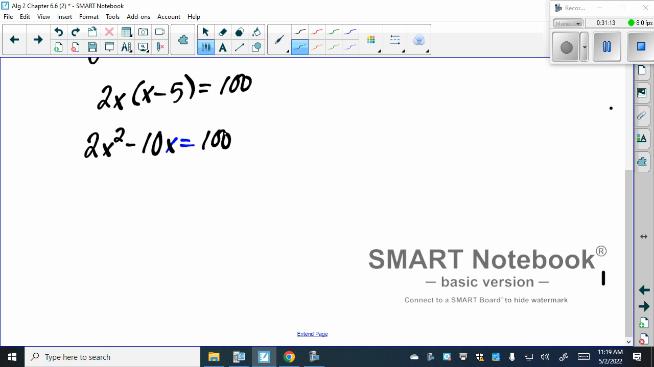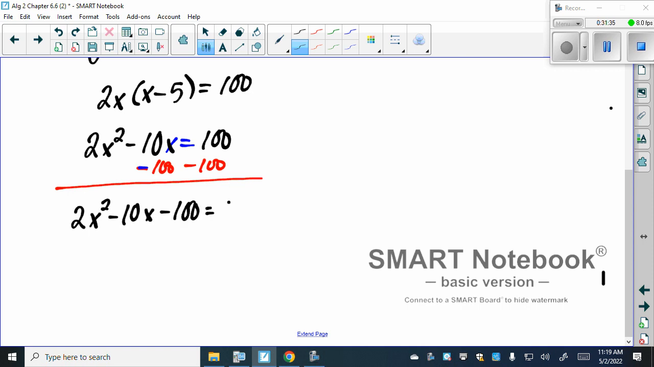Whenever we have a variable with a degree or an exponent greater than 1, we need to get everything on the same side of the equal sign. So what we can do is subtract 100 from both sides, telling us that 2x squared minus 10x minus 100 is equal to 0. Any questions on how we got to this point here?